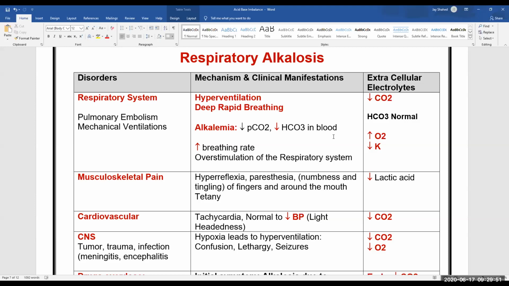Basically, while you decrease the amount of CO2, you also compensate by gaining more oxygen. But you need that CO2 to balance things out. And you have a decrease in potassium, because when you decrease bicarb, you decrease potassium with it. And so that's why that's on there.